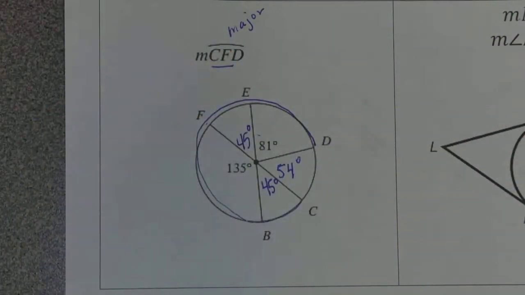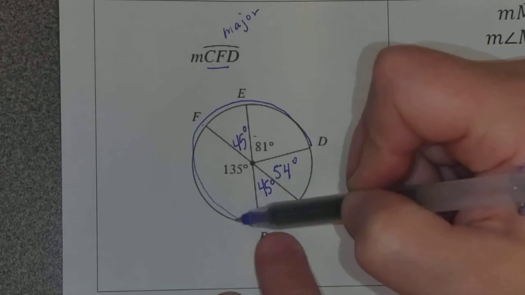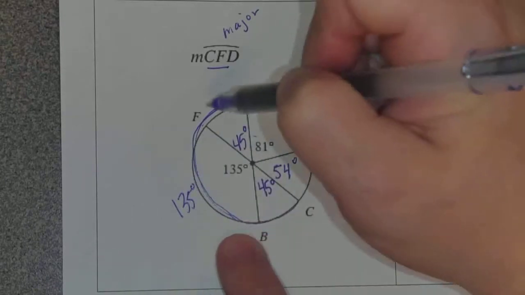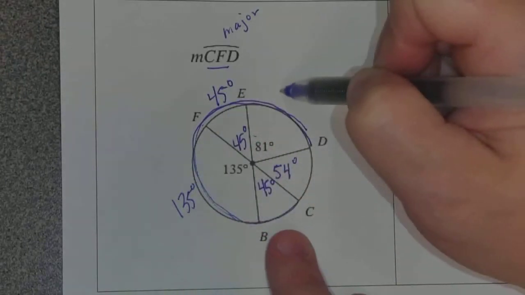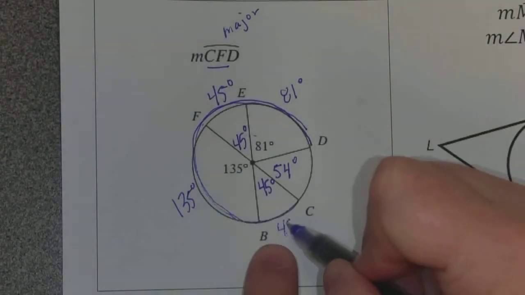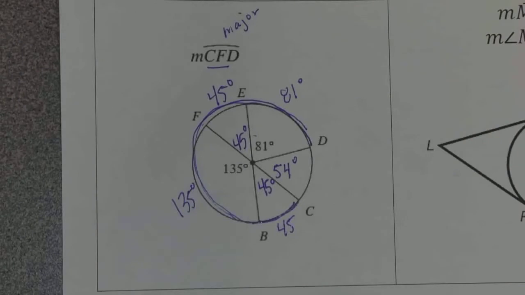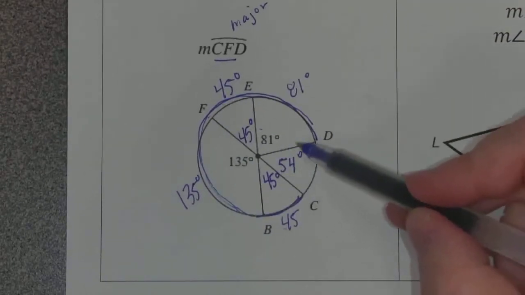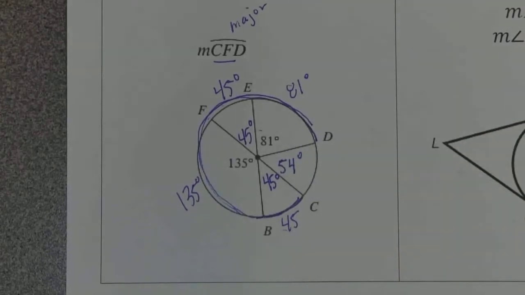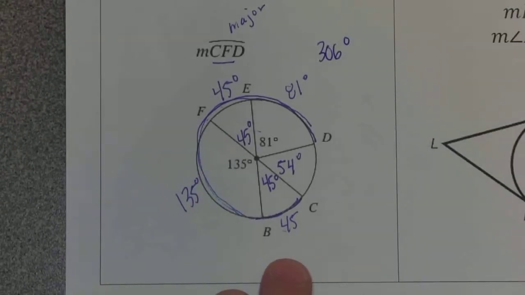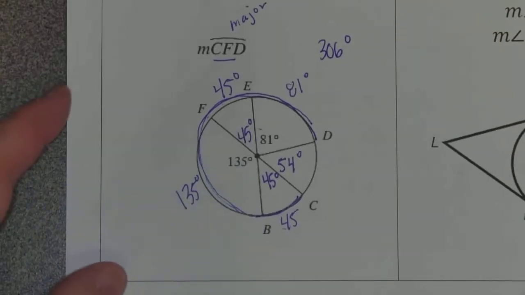Okay, now let's answer the question. How far does it measure from here all the way around to here? Well, I know this arc's 135. I know this arc's 45. I know this arc's 81. I also need this one, which is 45, right? So I really could add those together, or I could have taken 360 and just subtracted off this one that I'm missing. Either way, I get the same answer. What's the measure of that arc? 306 degrees. Thank you. Questions on that problem?